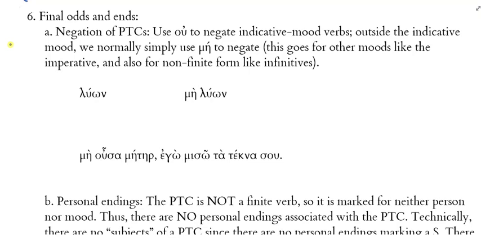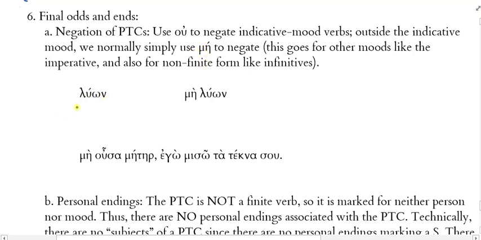Once we're outside the indicative mood, and this will include other moods like the subjunctive mood or the imperative mood, meaning non-finite verb forms like infinitives and participles, we are going to negate using the negative particle mē instead of ou. So you've learned mē. That was one of your vocab words fairly early in the book, so this isn't entirely new to you. We're going to use mē, though.